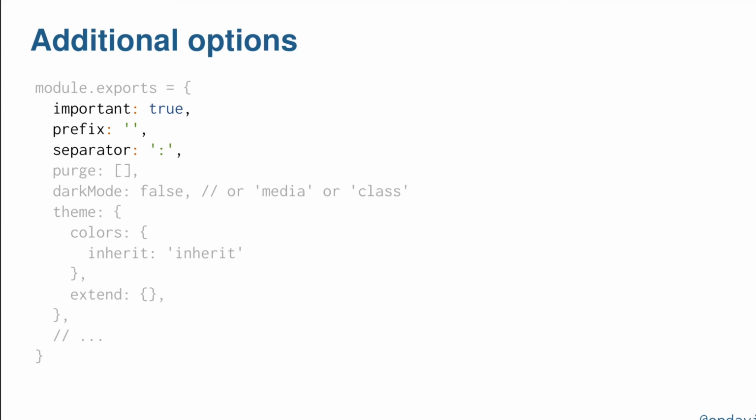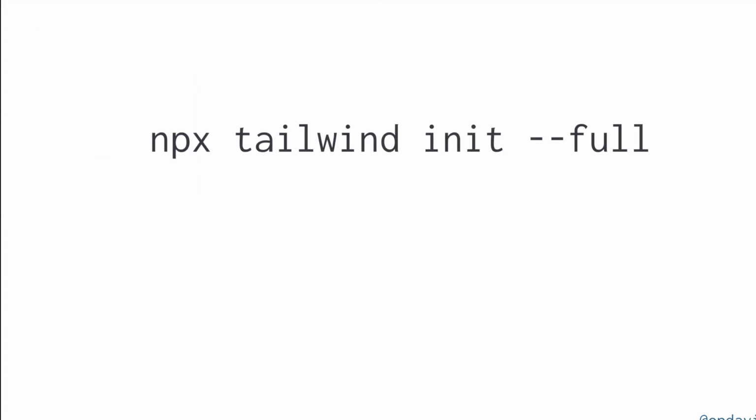And then our separator, again, if the colon doesn't work in your project, or you want to use a triple underscore or something for your project, you can do that. If you did want the full version, you could just add --full. It will give you the full config file, and you can manage everything yourself.